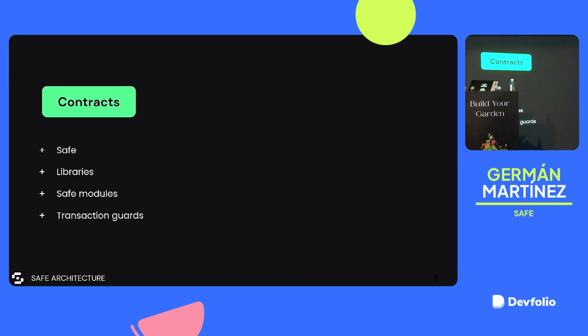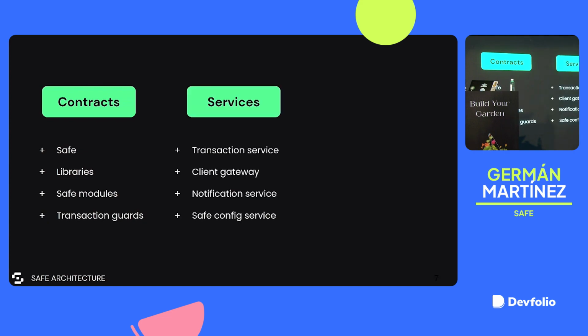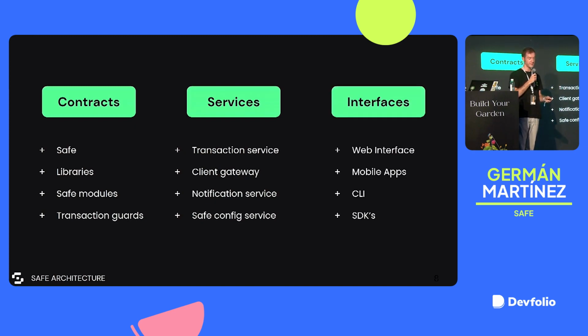We also have a layer of services that we run, but you can also run by yourself, the most important one regarding this talk being the Safe transaction service, because it allows us to collect the transactions that are proposed by any of the signers and also the signatures from the other signers, so somebody can finally execute a transaction.